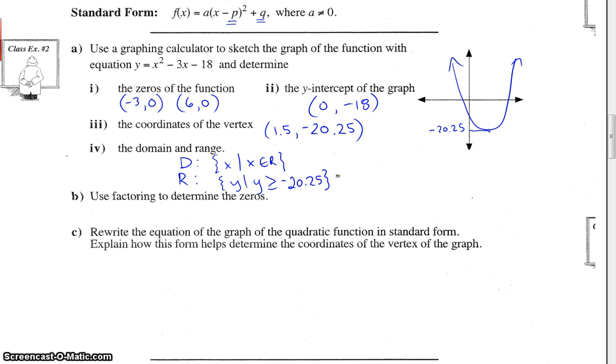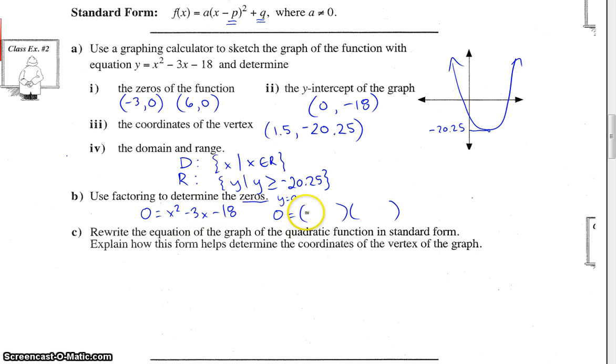Now use factoring to determine the zeros. We're going to factor this. So zeros means we set y to 0. So in our equation, we would put 0 equals x squared minus 3x minus 18. And we are going to factor that. And if you're a little rusty on factoring, check out the factoring video to refresh.